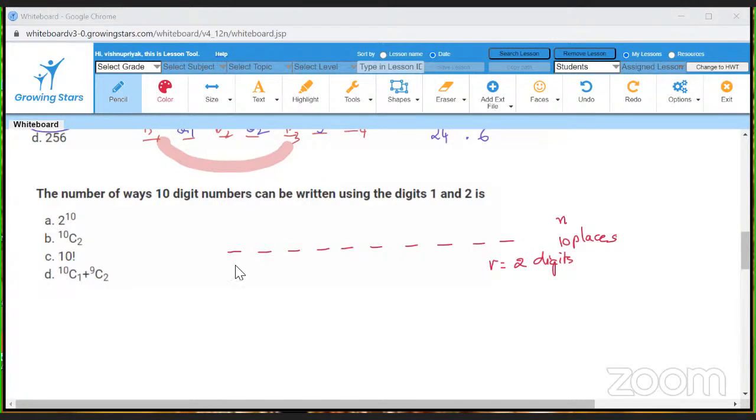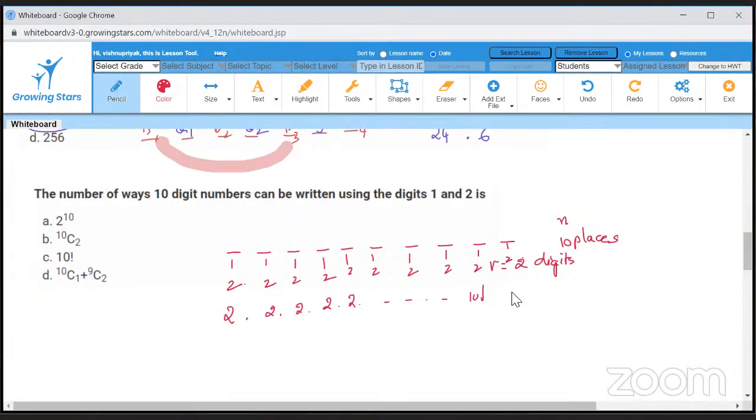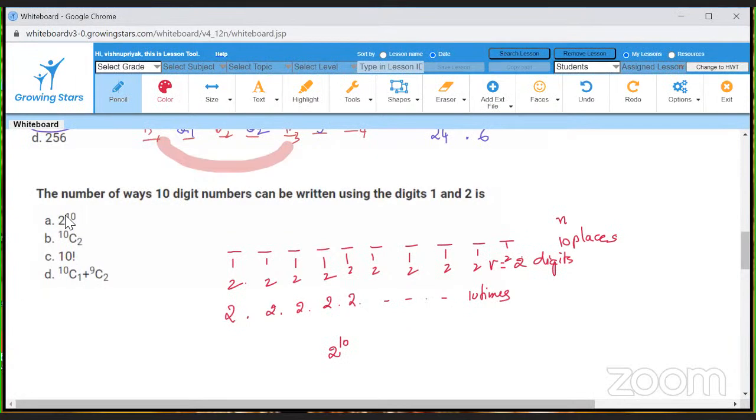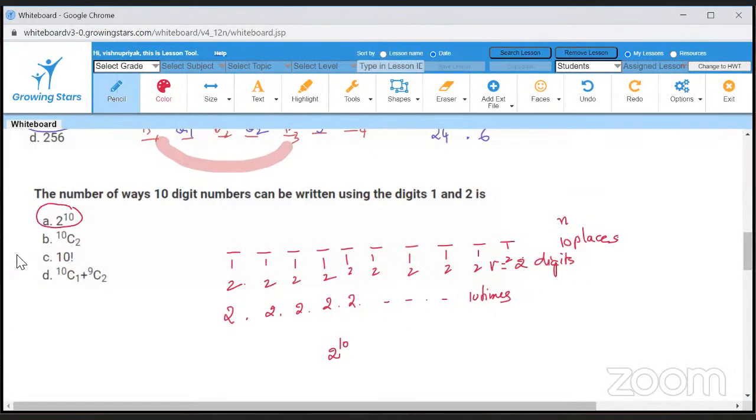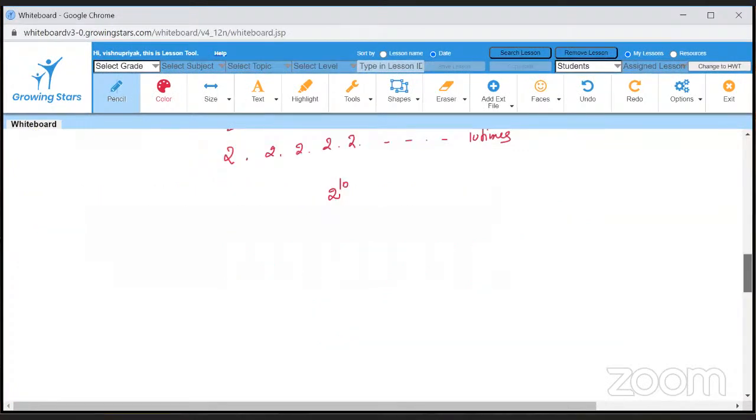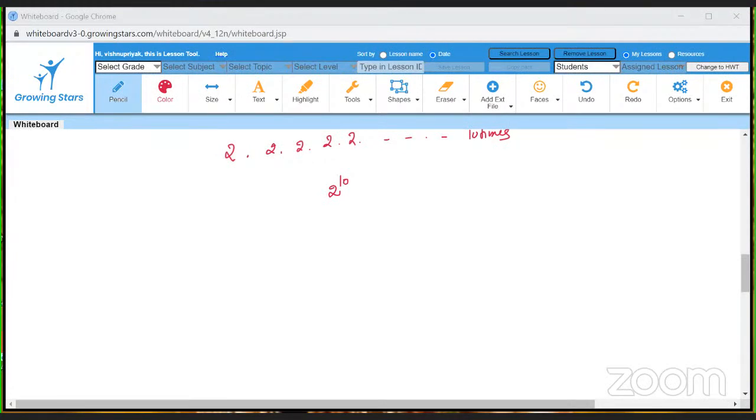This place can be filled with 1 or 2. Here 1 or 2, here 1 or 2, because repetition is allowed. So when repetition is allowed, this can be filled in 2 ways, 2 ways, 2 ways, like that 10 times. And then it will be 2 power 10 ways. So this is the explanation. Okay, next.